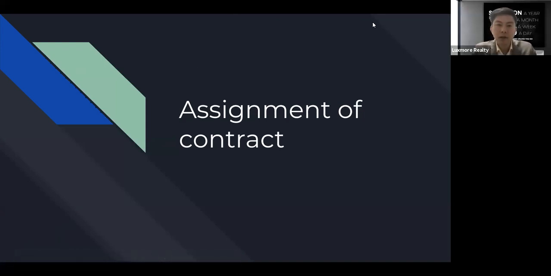Okay, so we're gonna start today's topic. Today we're talking about assignment of contract. I'm sure in your daily work, you've probably heard of assignment of contract, but I don't know how many of you have actually done one, because quite often your client may need an assignment contract. For example, if you do pre-sale, development, land assembly, or even commercial or leasing, in all those situations you will need an assignment contract when your client cannot fulfill the contract.